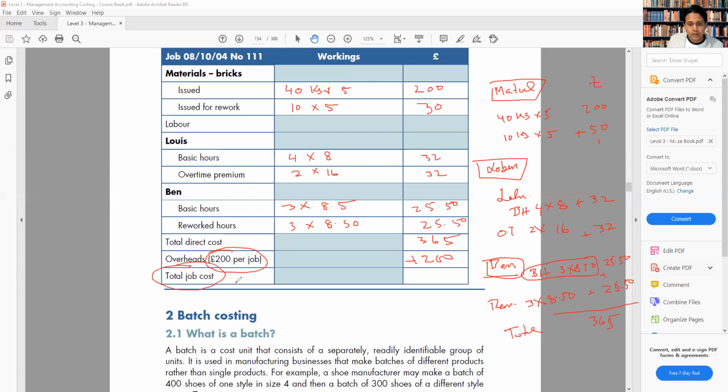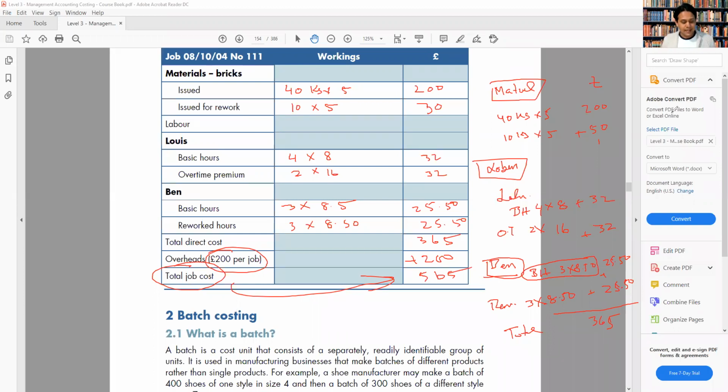We don't have to calculate the profit. The question said only calculate the total job cost, so that will be our 565. All right, so this is basically the total cost for this job. So obviously you can see this is not a very difficult thing. It's really straightforward. Any question from here before we move to the next topic?